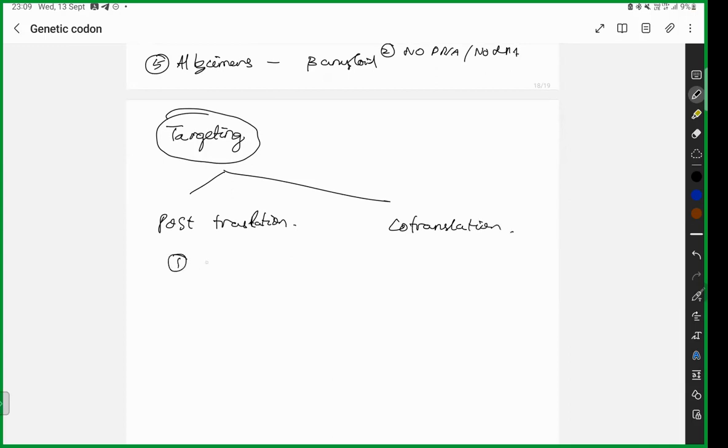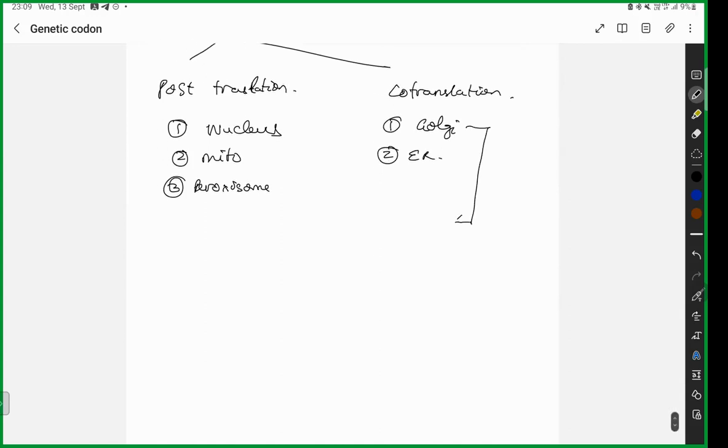Post-translation is going to occur in the nucleus. It is going to occur in the mitochondria. It is going to occur in the peroxisome. Whereas co-translation is going to occur in the Golgi apparatus. It is going to occur in the endoplasmic reticulum. See, in the Golgi apparatus, what happens is it is going to do the sorting and packaging work.